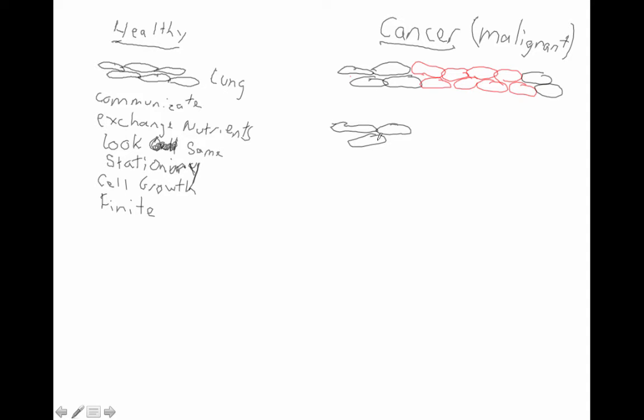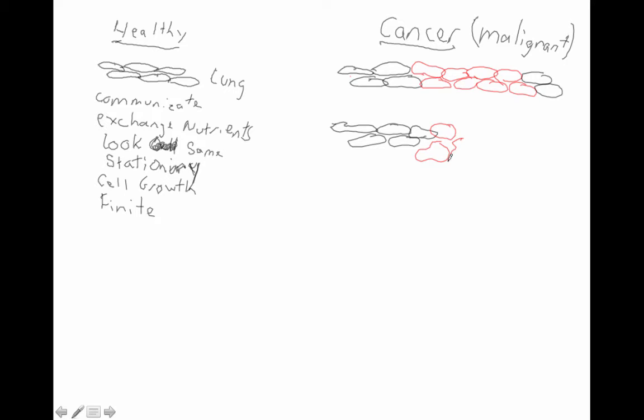I'm drawing these cells here. Again, they're supposed to be about the same size as these others. But now, these cells that have already begun to grow out of control will start to gain more mutations. And now they're going to start to form a little different. They're going to start to shape a little different.